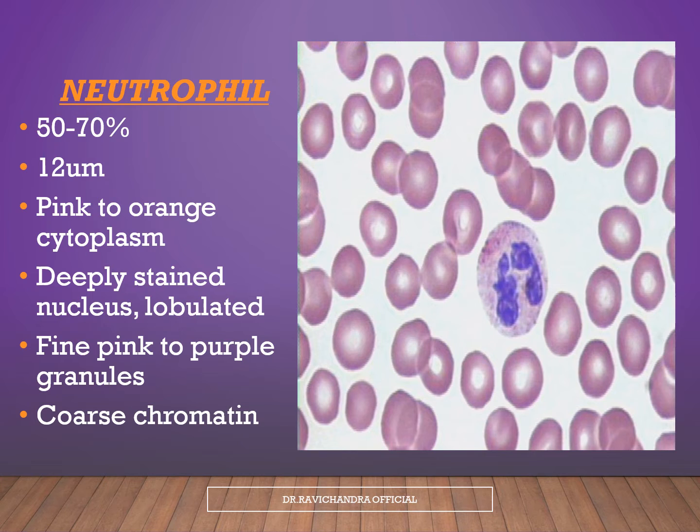Neutrophil: it ranges around 50 to 70% of the total WBC, and its size is around 12 microns. The cytoplasm is pink to orange in color, and the nucleus is deeply stained and lobulated. There are fine pink to purple granules with coarse chromatin. These are the characteristic features of a neutrophil.